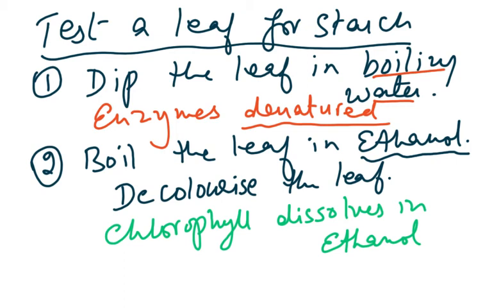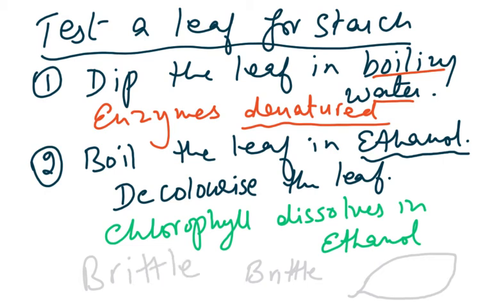And this, of course, decolorizes the leaf, and the leaf becomes absolutely white and it becomes very brittle. Brittle means it becomes very easy to break. If you just crush it in your hands, it'll break into small pieces, just like if you have Lay's chips and you crush them, they break up into tiny little pieces. So the word we use is brittle. If you don't know a word, please look it up in the dictionary.